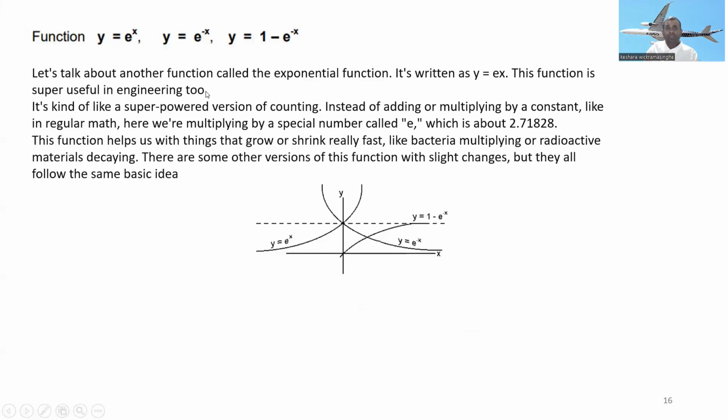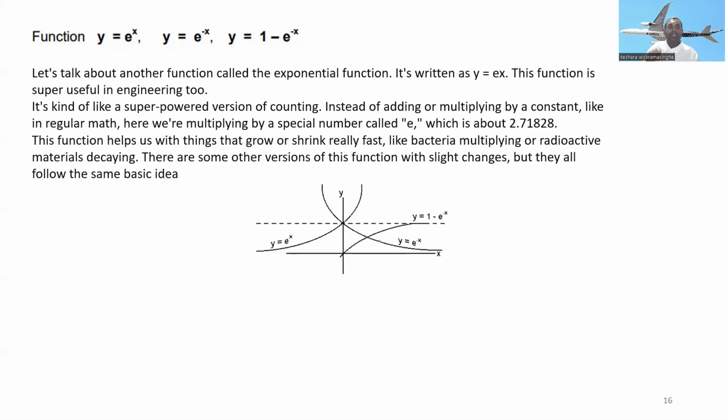Let's talk about another function called the exponential function. It's written as y equals e to the x. This function is super useful in engineering too. It's kind of like a superpower version of counting. Instead of adding or multiplying by a constant, here we multiply by a special number called e, which is about 2.71828, so we can round it to 2.7.